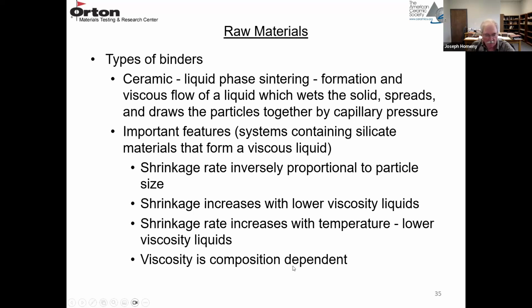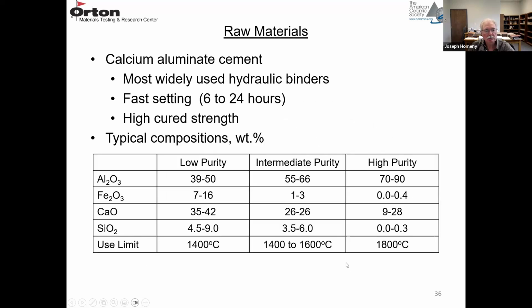So the more fluxes you have present, maybe the more alkali, the lower the viscosity. So I'll go over some of these in more detail. The calcium aluminate cement is the first one we'll look at. It's the most widely used of the hydraulic binders. It has pretty fast settings, 6 to 24 hours it sets, and it has a high cured strength.